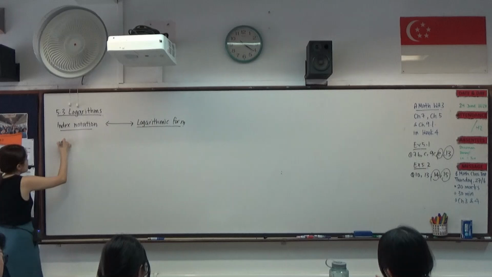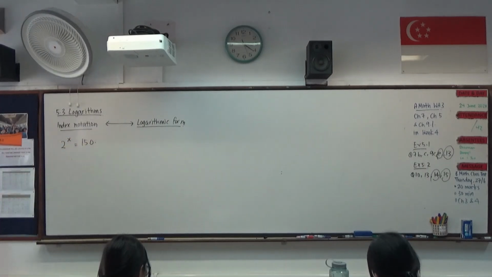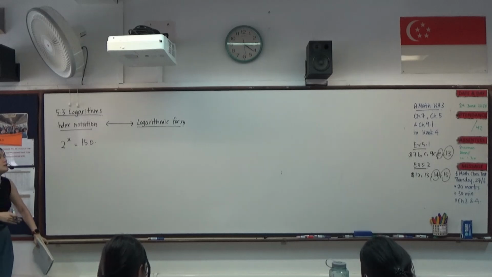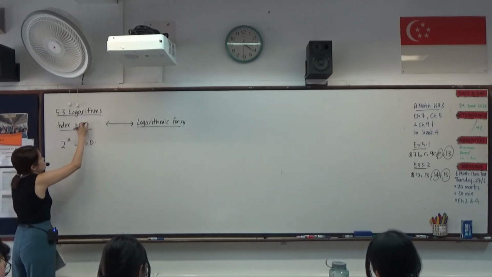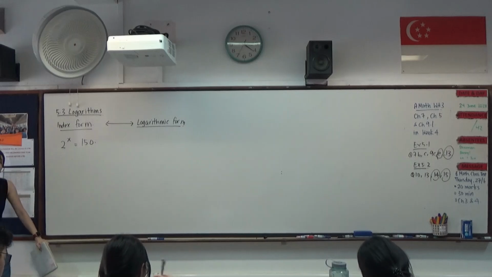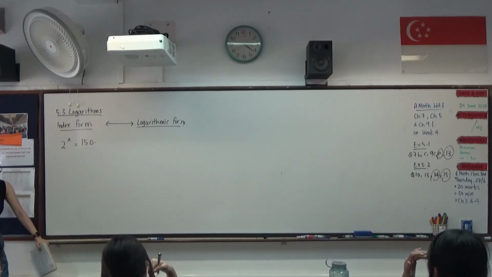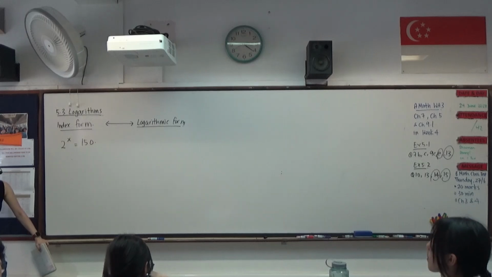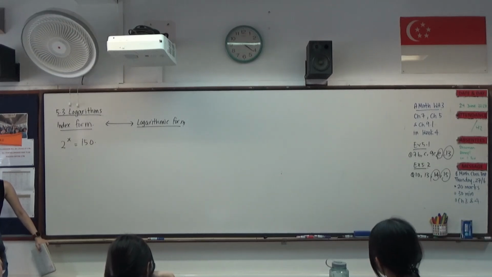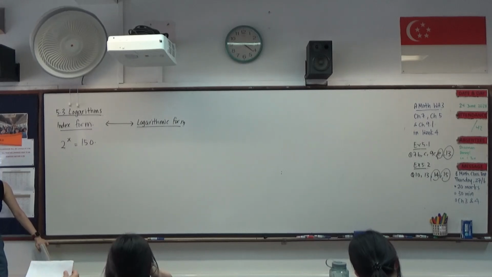So for example, we have 2 to the power of x equals 150. This is your index notation, index form. You can call it notation, you can call it form, up to you. This equation itself, clearly we do not know how to solve it, because I cannot change 150 into 2 to the power of something. So that is the reason why we need to learn logarithms, to learn how to solve it.